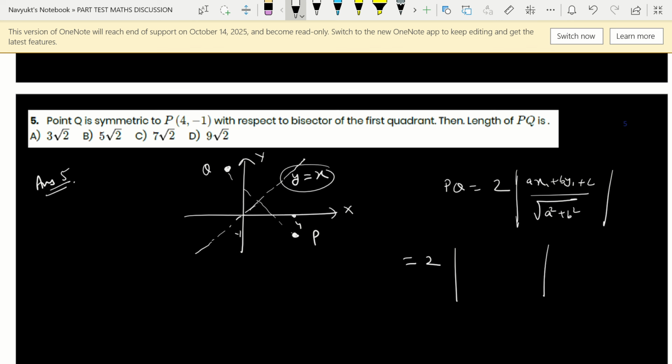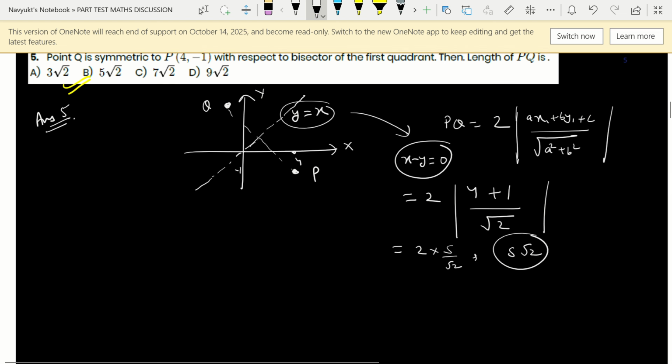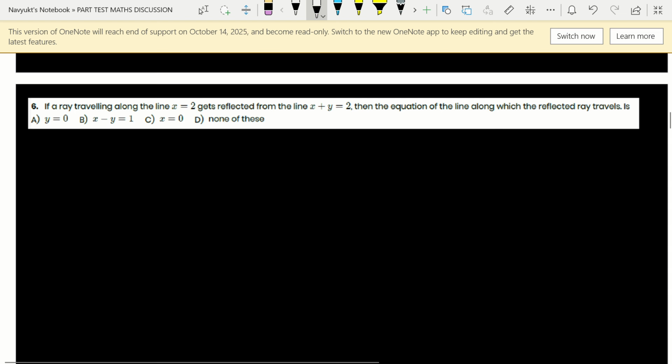We can write this equation as nothing but x minus y equals to 0 also. First, we'll put 4 and minus 1 here. 4 plus 1 divided by root of 1 plus 1, root 2, which gives us the value as 2 into 5 by root 2, correct? Which is nothing but 5 root 2. This will be the distance of P to Q, which is option number B. Let's get to the next question.